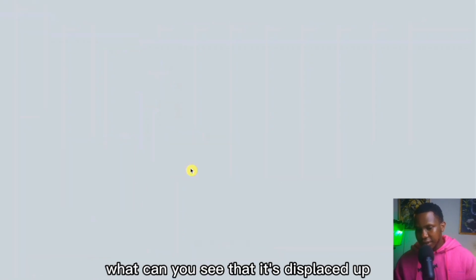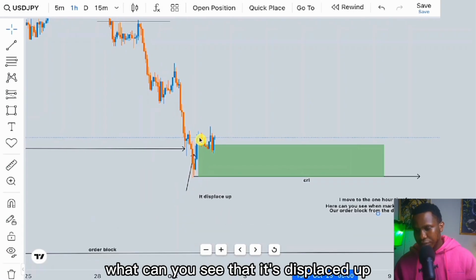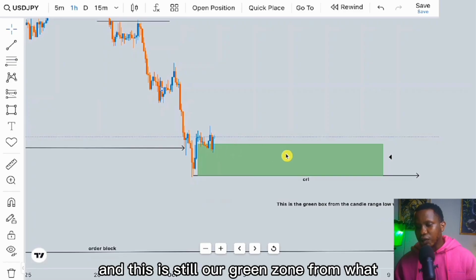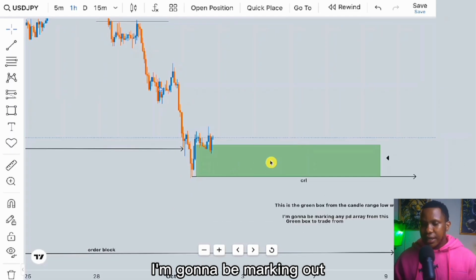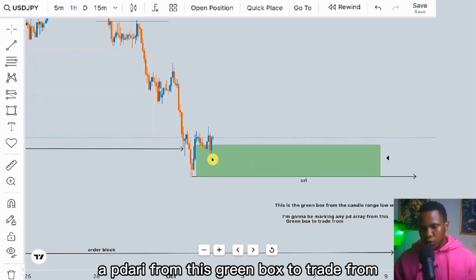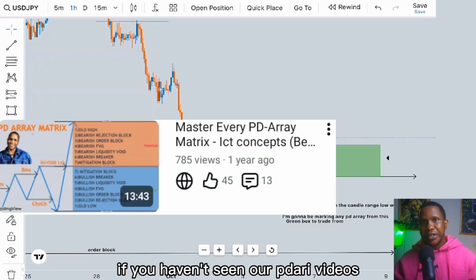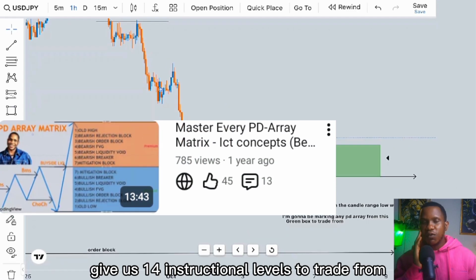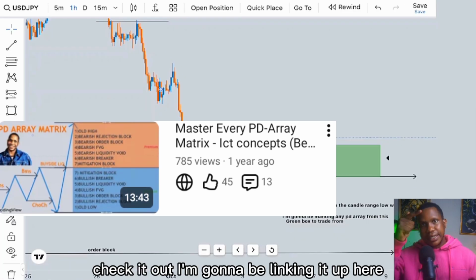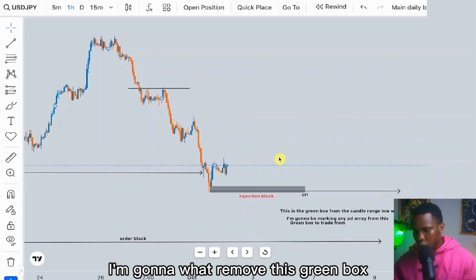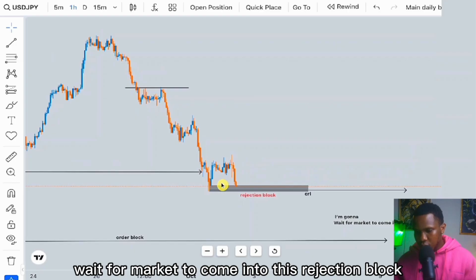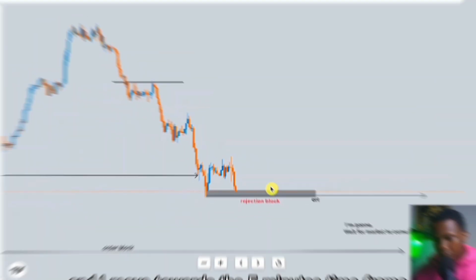What can you see? It displaced up, and this is still our green zone from the daily time frame. I'm going to be marking out a PD array from this green box to trade from. If you haven't seen our PD array videos, ICT gives us 14 institutional levels to trade from. Check it out. I'm going to be linking it up here. We have a rejection block right here. I'm going to remove this green box and wait for market to come into this rejection block right here.